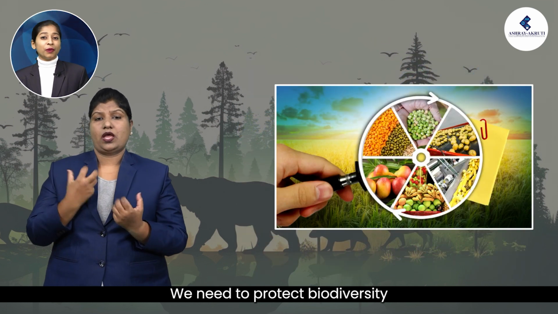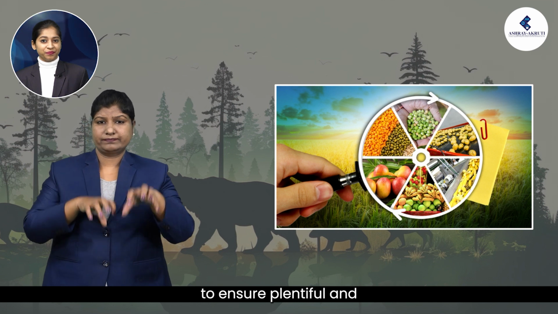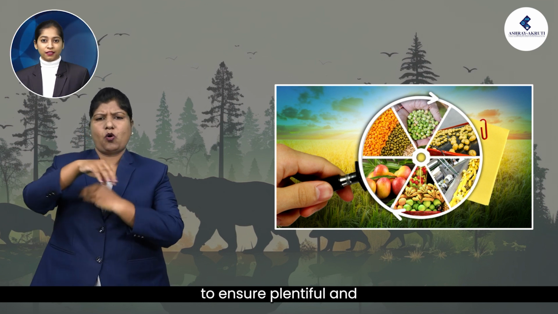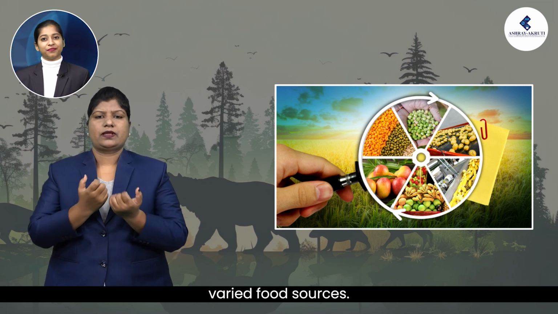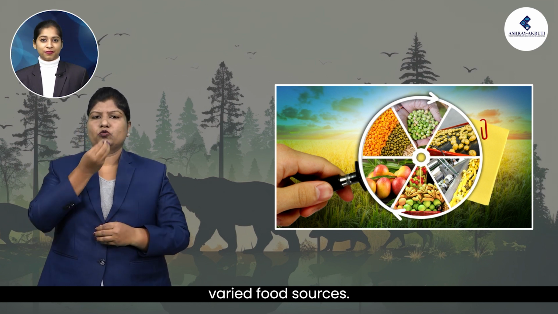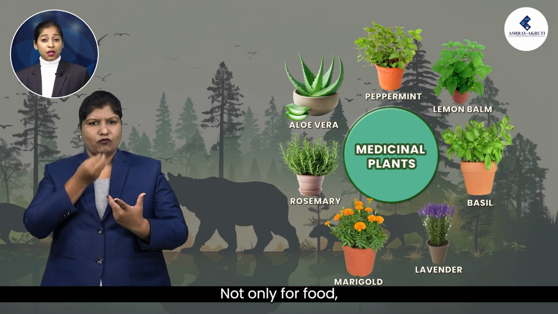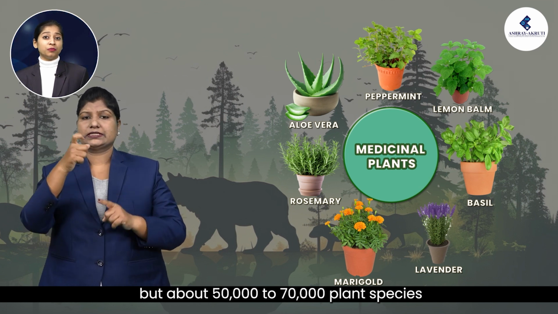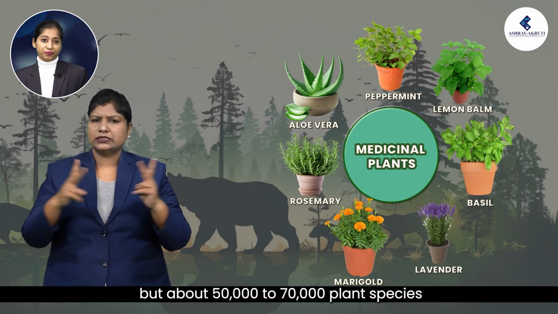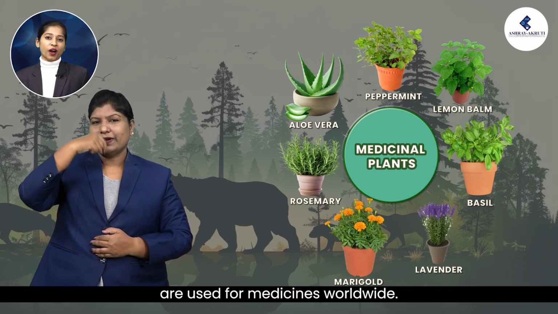We need to protect biodiversity to ensure plentiful and varied food sources. Not only for food, but about 50,000 to 70,000 plant species are used for medicines worldwide.